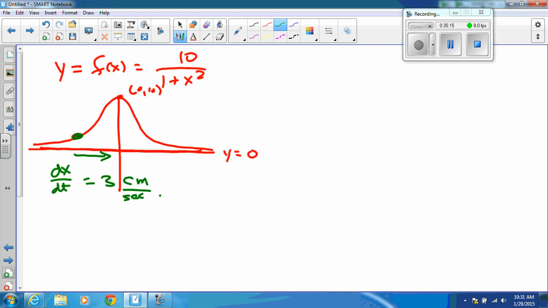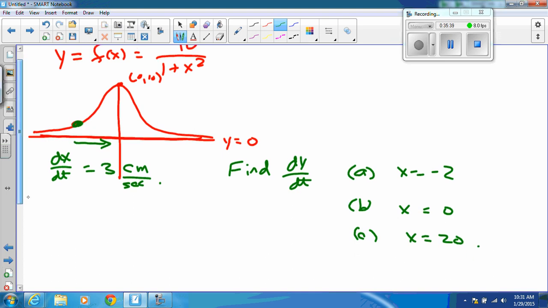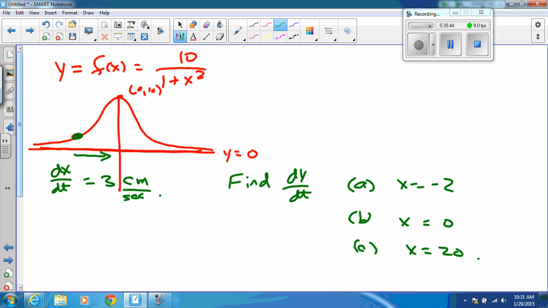And they ask us now to find dy/dt at 3 different points: when x is equal to -2, when x is equal to 0, and when x is equal to 20. Now, what I notice here is that I'm trying to relate the rates of what two quantities?